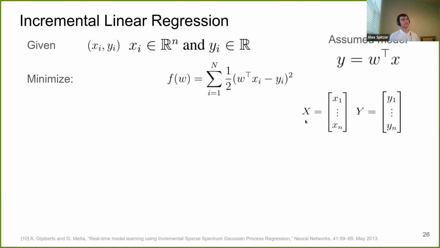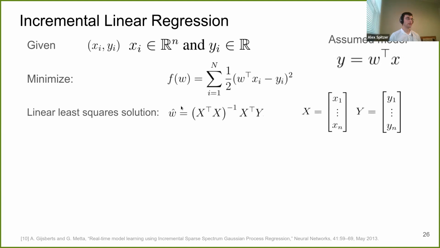So to solve this, we put all of our data points into matrices X and Y, and this is standard linear least squares. These are the normal equations, and essentially this first part here is the pseudo inverse of the data matrix X, and the value w hat provides the solution to this minimization problem.